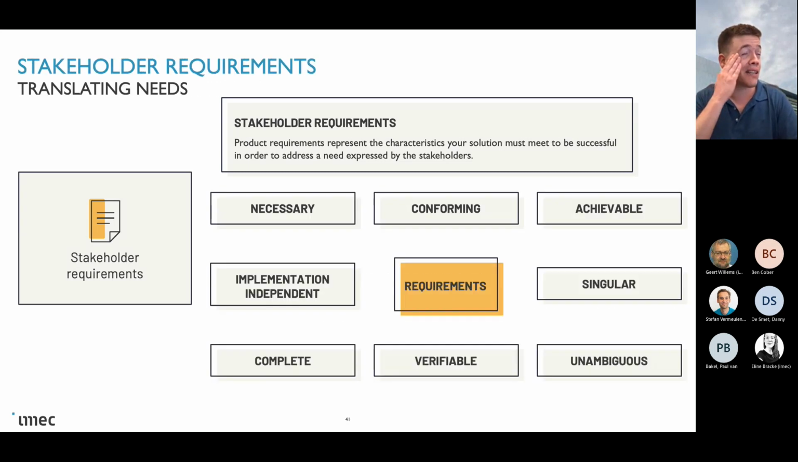Now, requirements, Geert already mentioned it, these are the rules. They, of course, have to be necessary. They have to be verifiable and unambiguous. There's a whole set of them. So they have to be achievable and complete. And a requirement can only consist of one singular, let's say, performance or feature. So you cannot combine these. And of course, it should be implementation independent, meaning that it should not specify which technology should be used to get to that requirement.